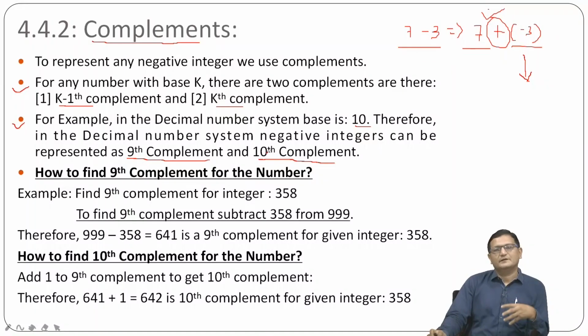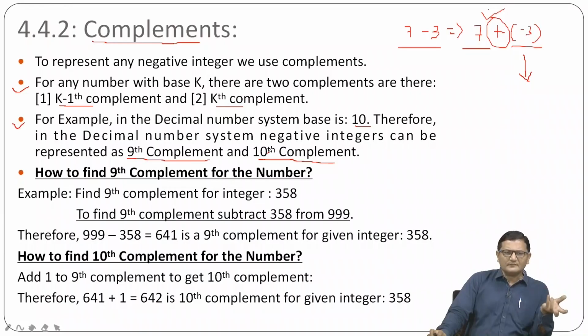Okay. You just think binary, right. For the binary number system, how many different types of complements will be there? In the case of binary, there are only two symbols, so the base is 2. So, 2's complement and 1's complement will be there, right. So, in the case of binary, we should have 2's complement and 1's complement. In the case of the decimal number system, we should have 9th complement and 10th complement, right.